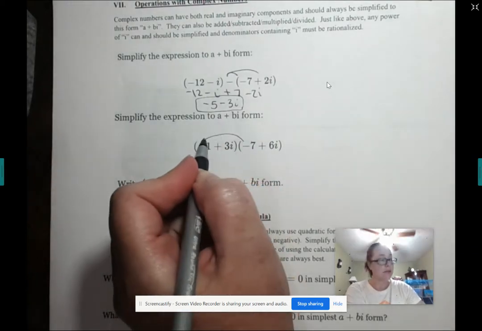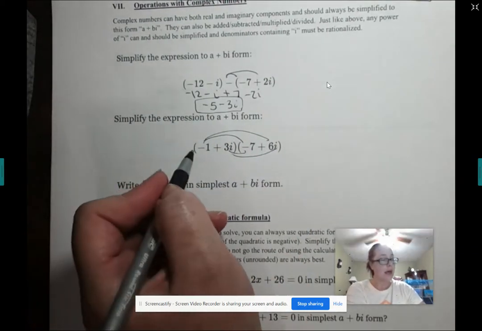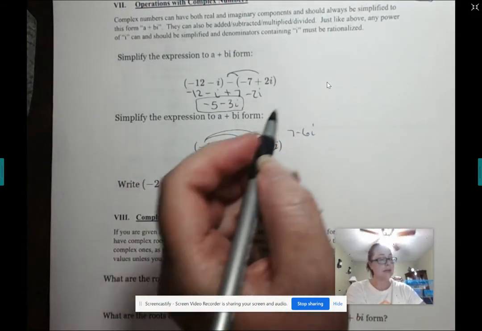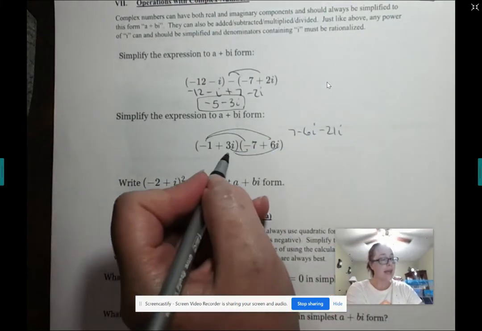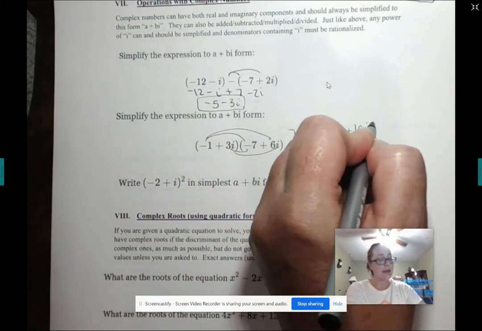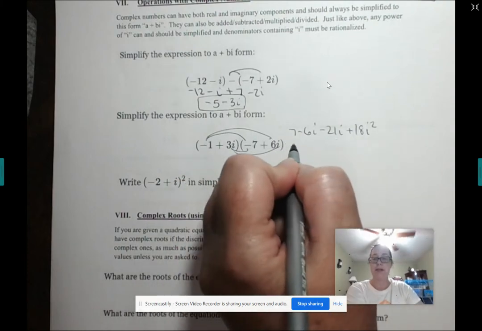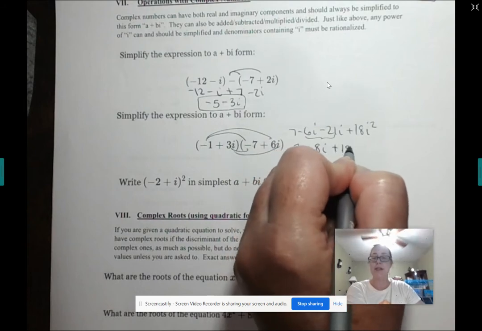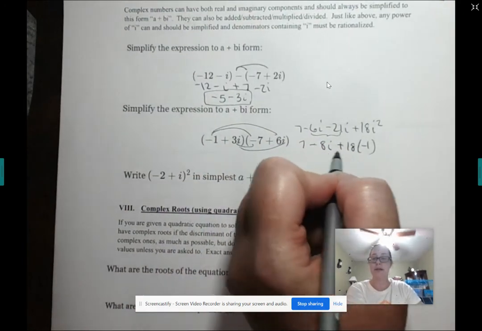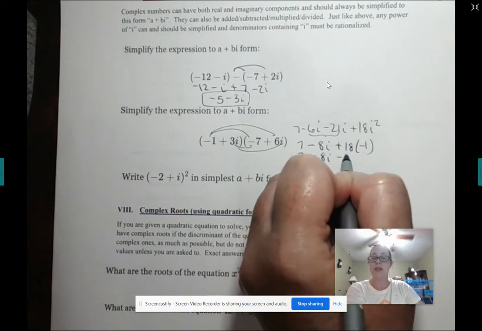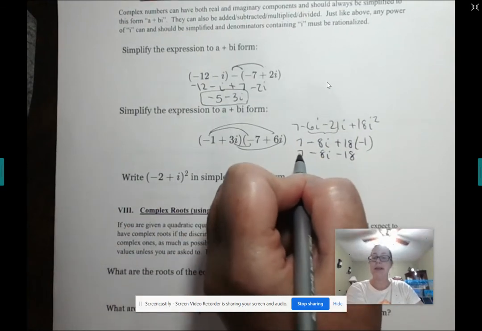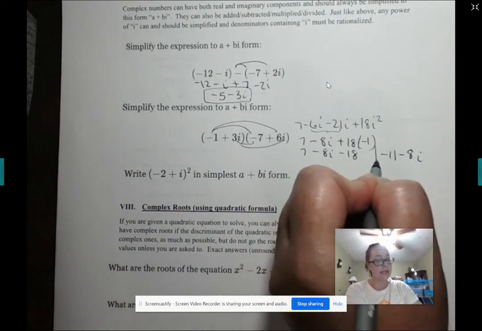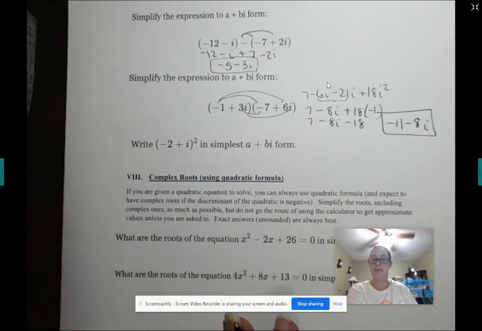I can multiply. It'll be just like using FOIL. Negative 1 times negative 7, negative 1 times 6i, 3i times negative 7, and 3i times 6i. And remember, i squared can always be simplified. So I'm going to combine these two. That's negative 8i. And i squared is the same thing as negative 1, so I can simplify that. And that actually turns out to be a real piece. So I'll combine the 7 and the negative 18, and I will put the imaginary part at the end, and that's my final answer in complex number form.